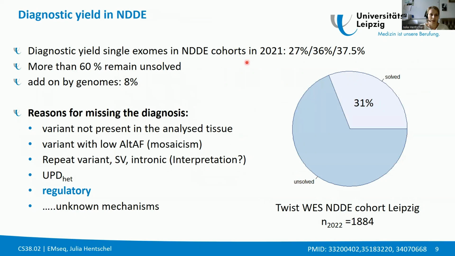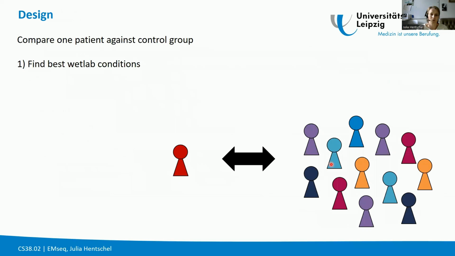So when we come back to the slide from the beginning, we want to tackle our unsolved cases with that technique. This is not that easy, because normally the settings are that you compare one group against another group and not a single individual against a control cohort. So we have to design a new setting for that.